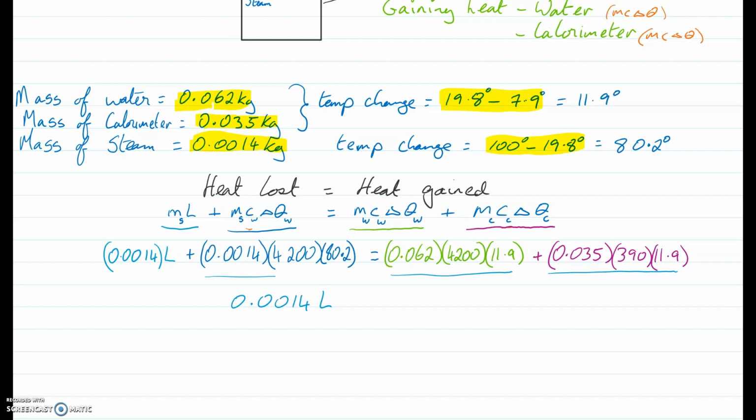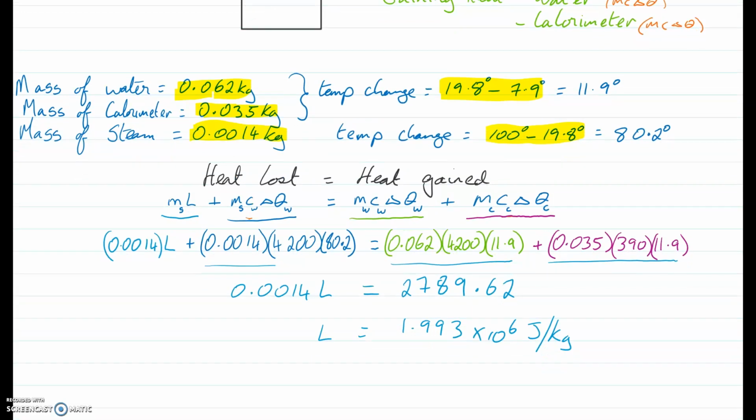0.0014 L is equal to something. Okay, so off you go and try that. So that's what you're going to end up with, 2789.62. Divide then by 0.0014, and that gives you 1.99 by 10 to the 6 joules per kilogram.